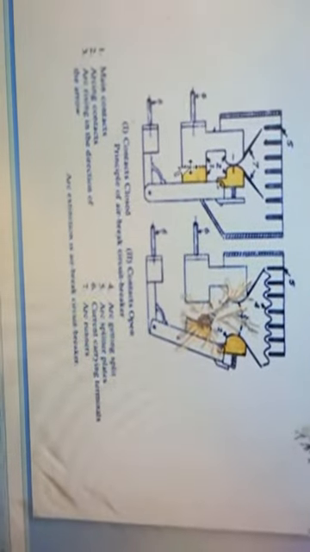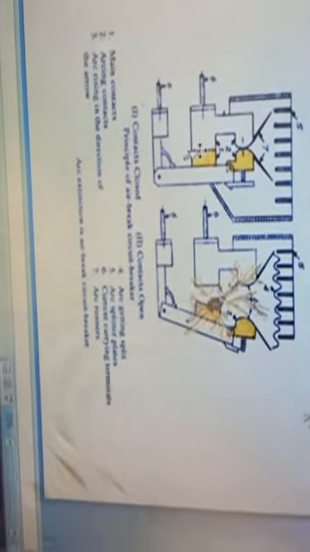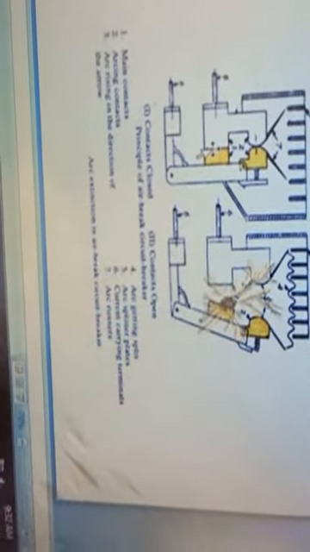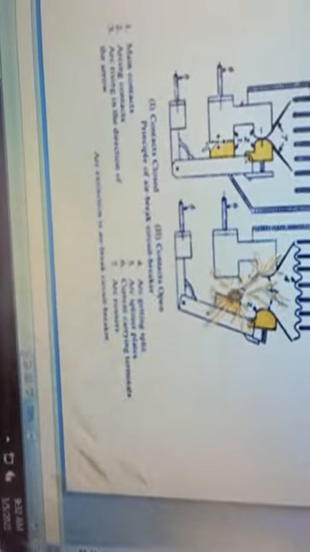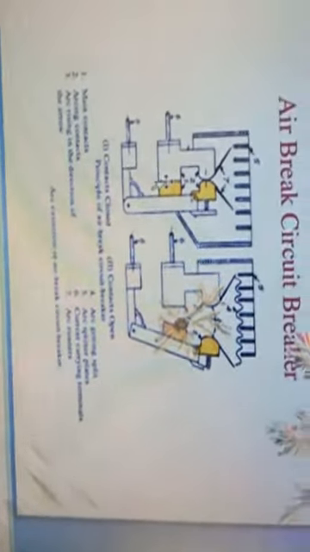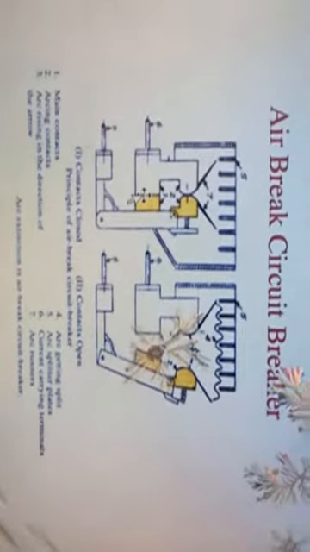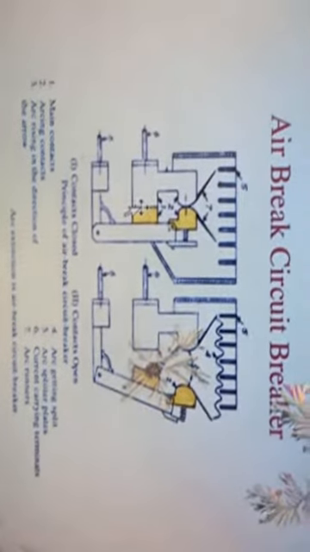Okay. The arc resistance is increased to such an extent that the system voltage cannot maintain the arc, and the arc is extinguished at current zero for the AC wave. So there are two sets of contacts. One is the main contact and the second one is the arcing contact. You can see in this diagram the constructional diagram of the air brake circuit breaker.